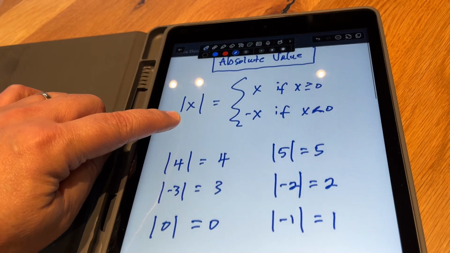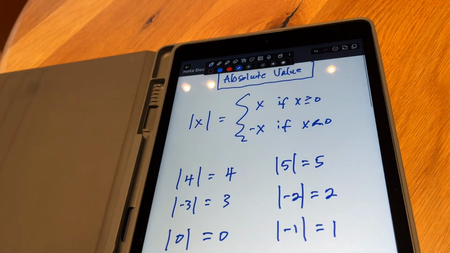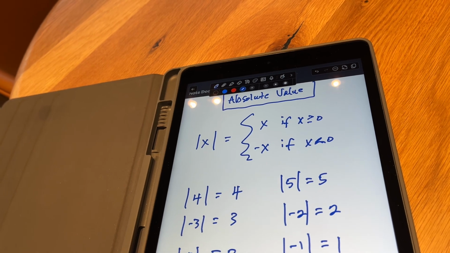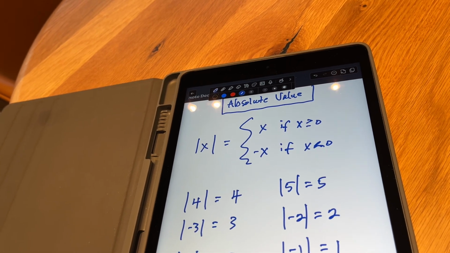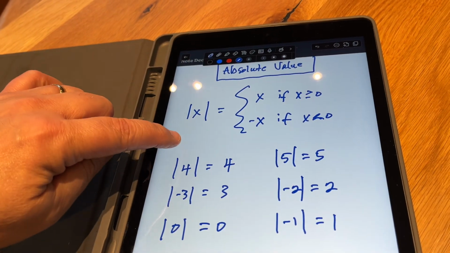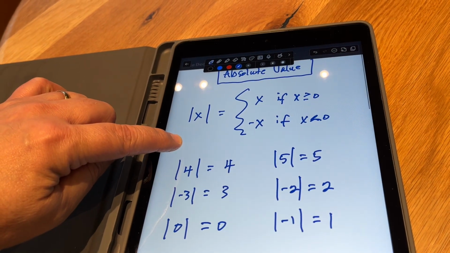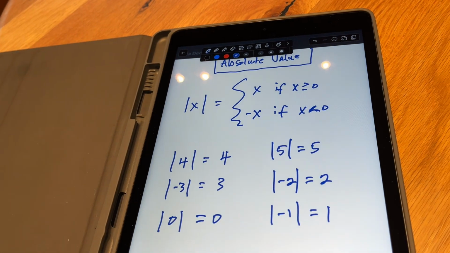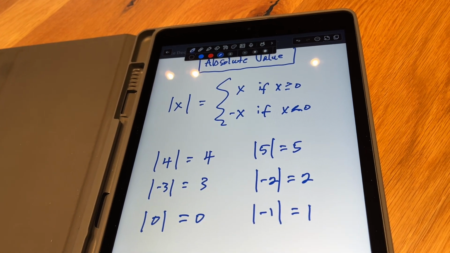Most people have a very primitive definition of absolute value, and they say something like this: the absolute value of a number is always going to be a positive number. Well, that's true, but this is the actual definition, and it's going to help you out when you're dealing with variables to be able to think about it this way instead of just that elementary definition.